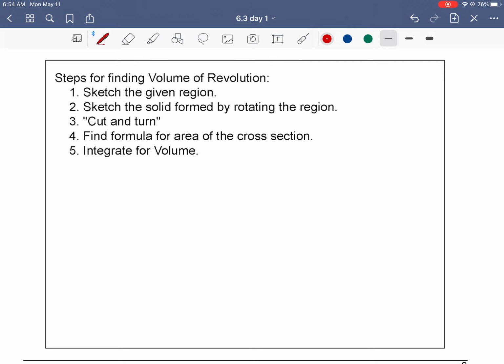Okay. Then we're going to sketch the solid that we would be forming by rotating the region. Mostly here, we're going to reflect first, two-dimensionally, about the axis of rotation, and rotate. When that rotation is happening, again, there are circles. So we're going to take one circle slice, or circular slice.